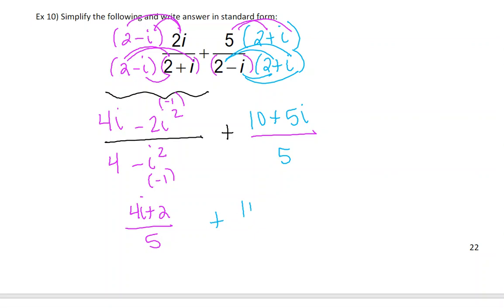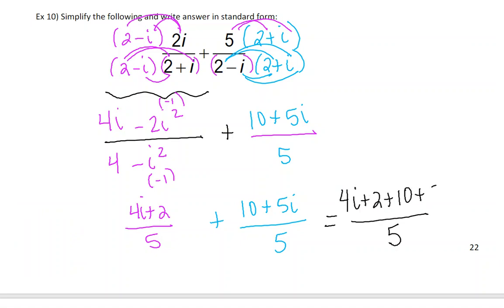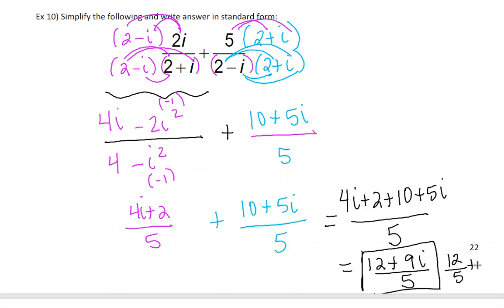So if I carry that down, now I have two fractions that have the same denominator. And so remember how you work that out. To add fractions with a common denominator, you basically add the numerators and then put it over the common denominator. So I would end up having 4i plus 2 plus 10 plus 5i. If I combine my like terms, I get 12 plus 9i over 5, which you can leave like that, or following along the rules of a plus bi, you get here. So either answer is fine.